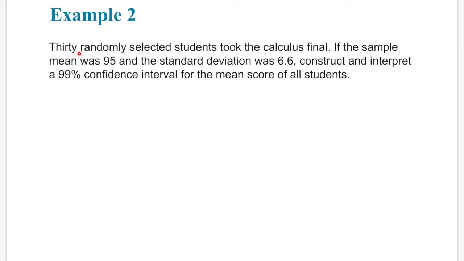Example 2. 30 randomly selected students took the calculus final. If the sample mean was 95 and the standard deviation was 6.6, construct and interpret a 99% confidence interval for the mean score of all students. I have my n equals 30. My sample mean is 95. Standard deviation is 6.6, and this is the sample standard deviation. Confidence level is 99%. I am going to use StatCrunch to find my confidence interval.